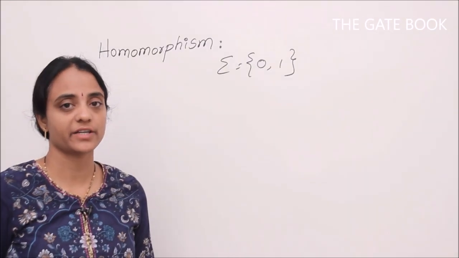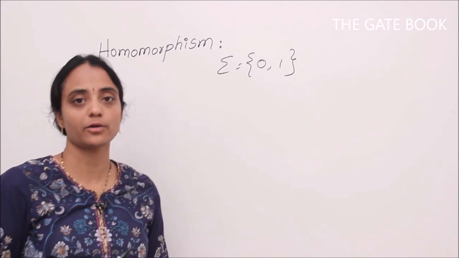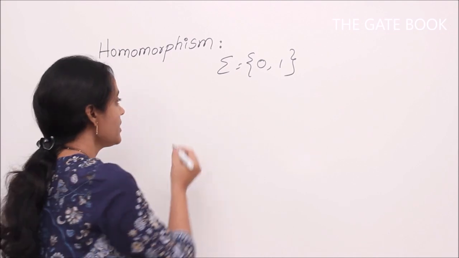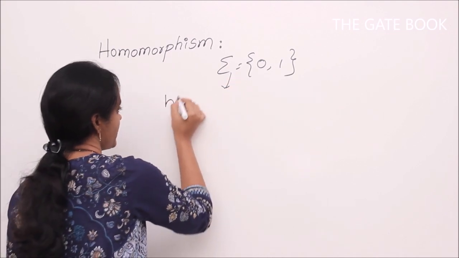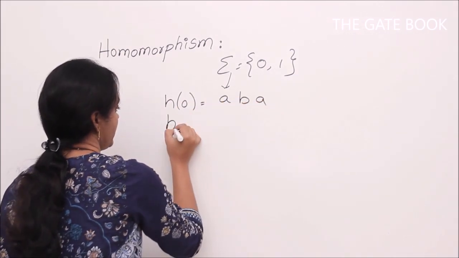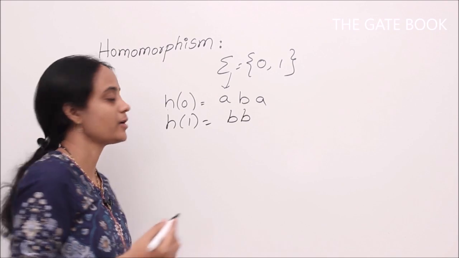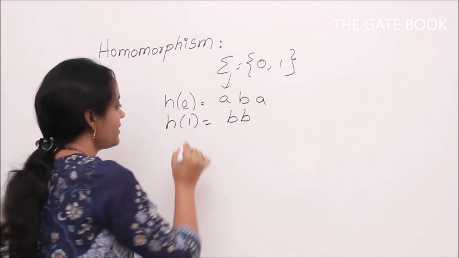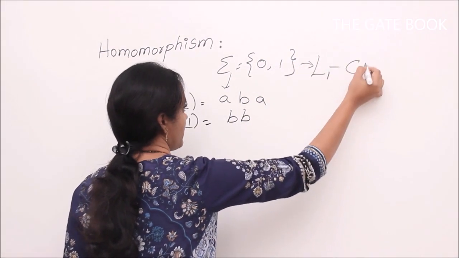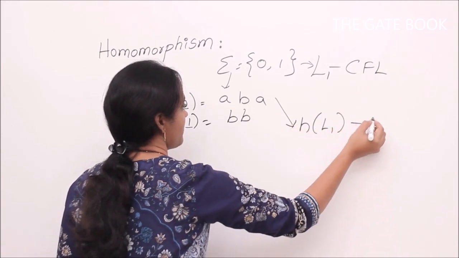Let's see one more property of CFL, that is homomorphism. So we will see whether CFLs are closed under homomorphism or not. Suppose we assume that our sigma is 0, 1, then we will have homomorphic definitions for that like this. Then we are defining what should be my homomorphic definitions for 0 and for 1. Suppose there is a language L1 over sigma which is CFL. Then we want to know whether H of L1 is CFL or not.